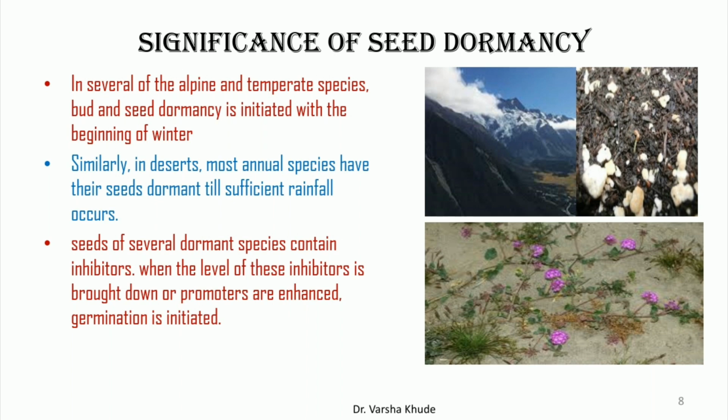Similarly, in deserts, most annual species have their seed dormant till sufficient rainfall occurs. The availability of rain water helps in the diffusion of inhibitors present in the seed coat of such species, and the germination is initiated. Seeds of several dormant species contain inhibitors. When the level of these inhibitors is brought down or promoters are enhanced, germination is initiated. The role of oxygen uptake in collaboration with high temperature is an important factor in causing seed dormancy.